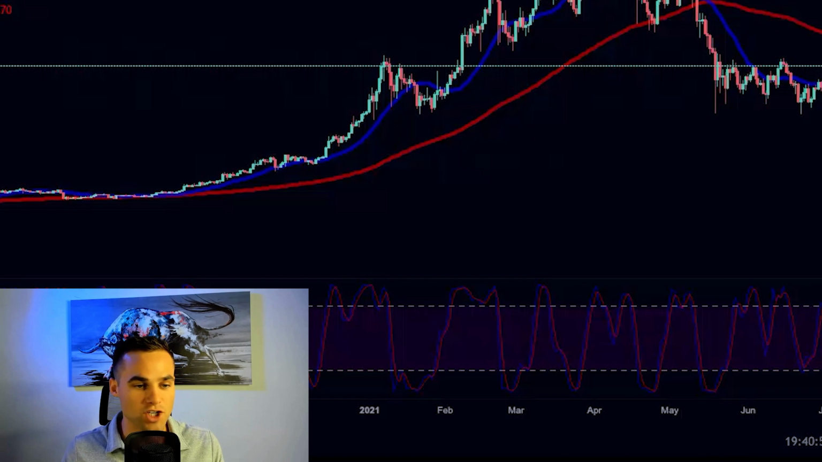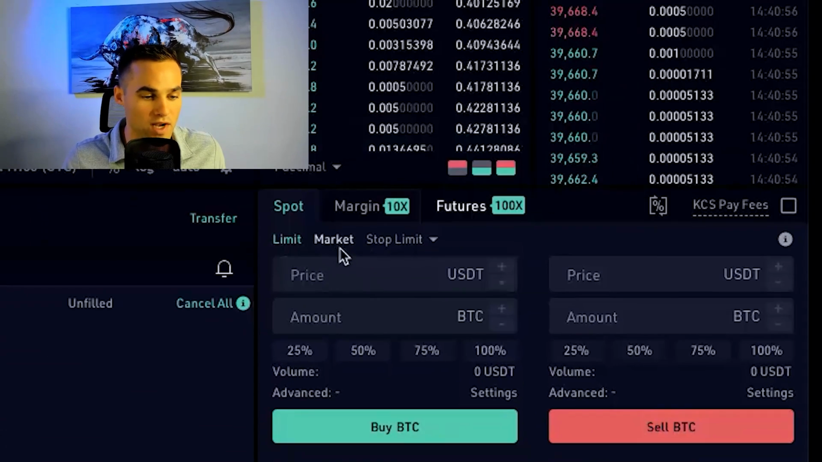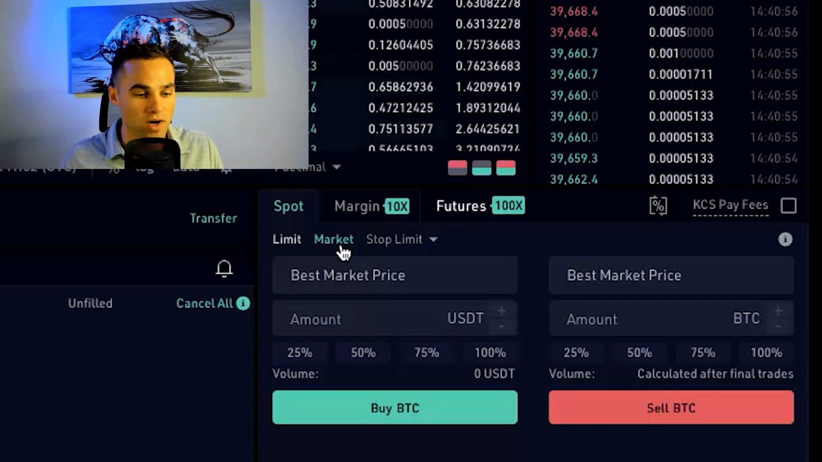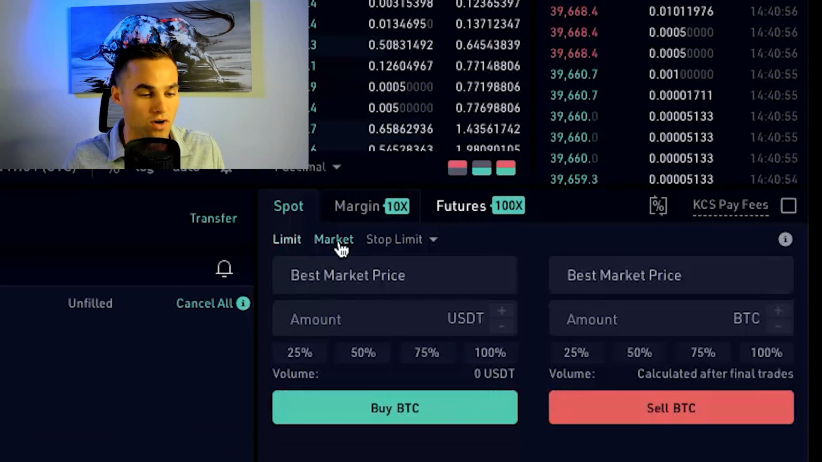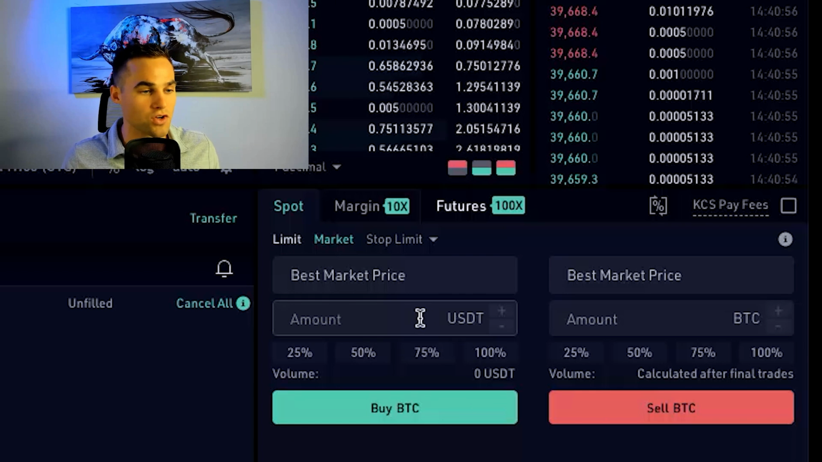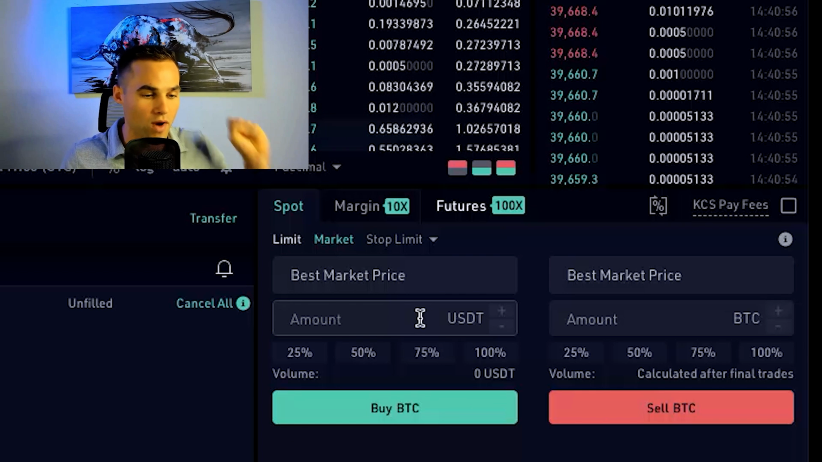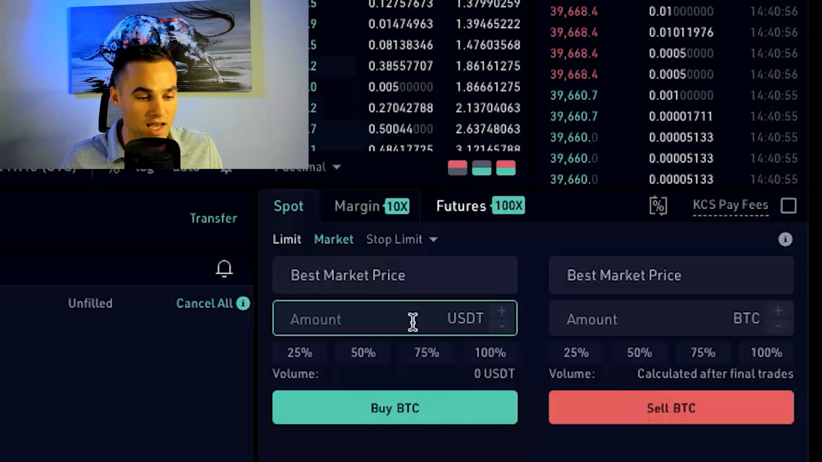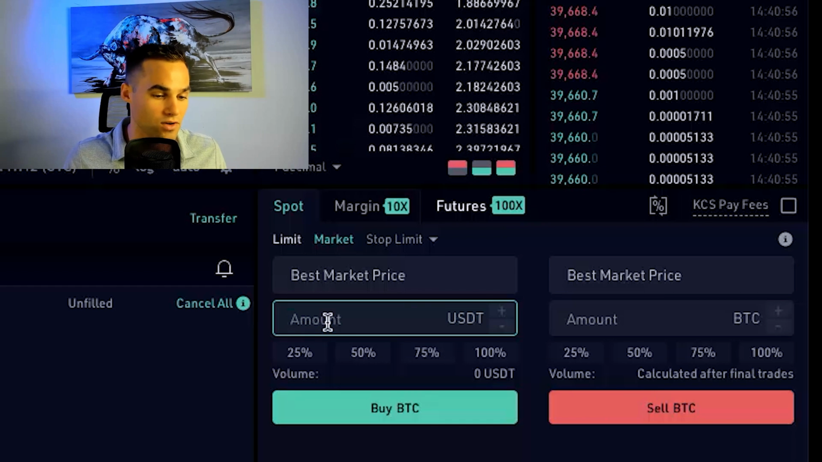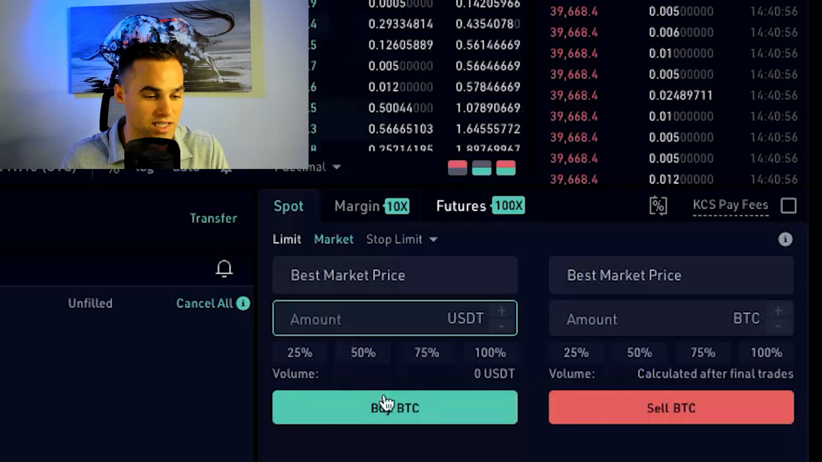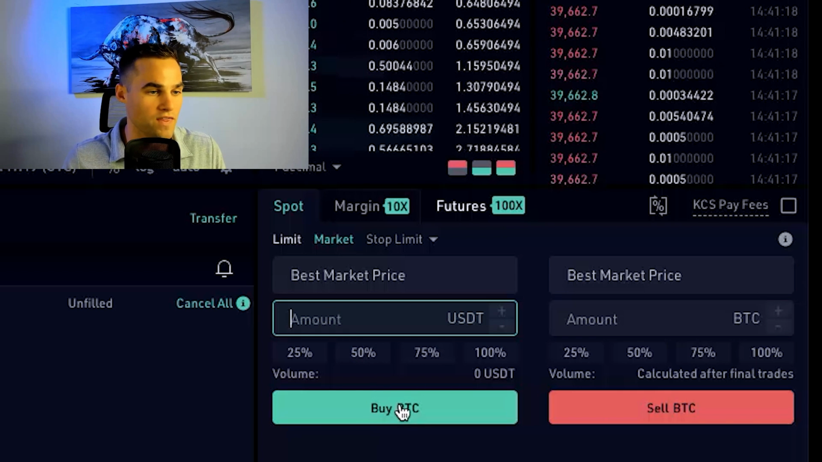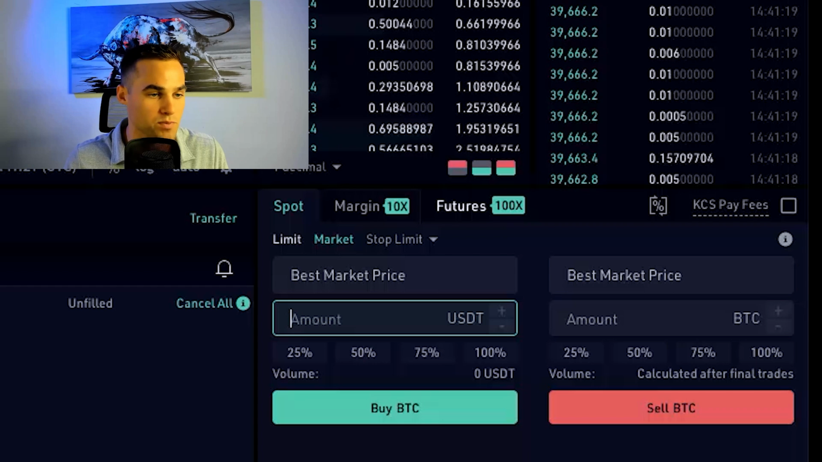Now, as far as actually placing your order, here's a couple ways that you can do it. There's what's called a market order and there's what's called a limit order. A market order basically means that you're just going to get in the market right away. Okay, so you can simply say that you'd like to get in, say 1,000 USDT, for example. You'd like to buy 1,000 USDT worth of Bitcoin, and you can buy it right there and you'll just get in right at whatever the best price is right there.